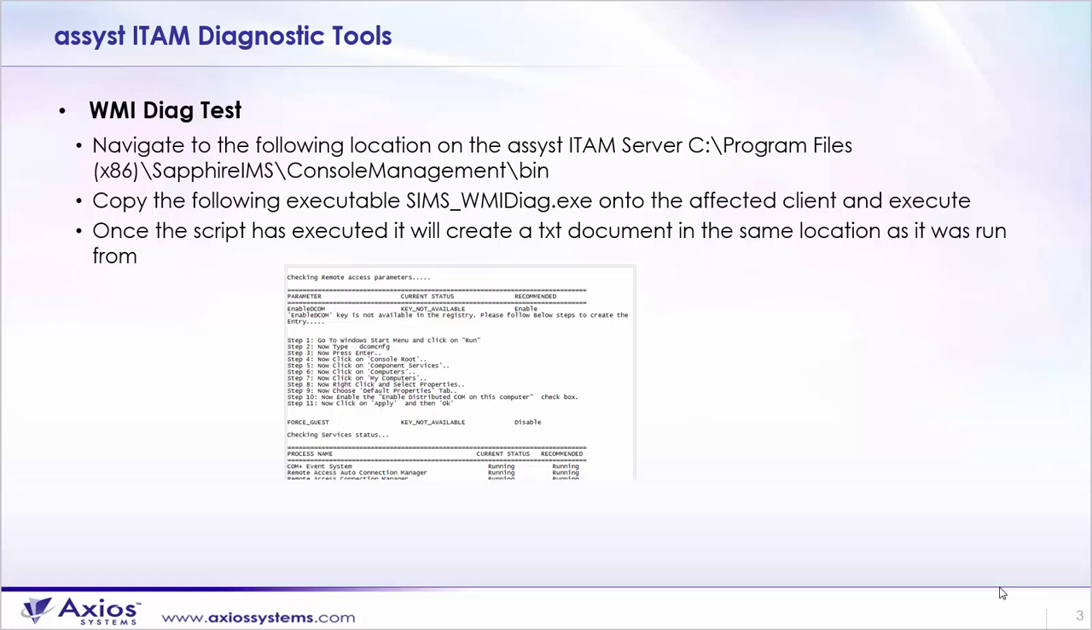Navigate to the ITAM server. Within the bin folder, copy the SIMS WMI diag exe onto the affected client, execute it, and you will get a text document created that tells you more about that particular machine.